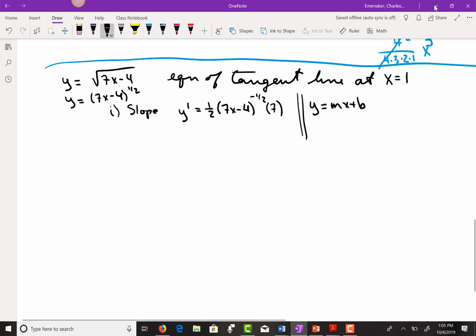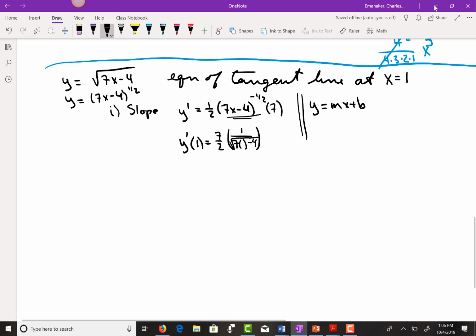Okay, there are two things that we need. One, we need the value of the slope. The slope at x equals 1 is going to be equal to 7 over 2. Now, this raised to the negative 1/2 is going to be 1 over 7 times our x value minus 4, and there's going to be a square root there. Does that make sense what I just did?